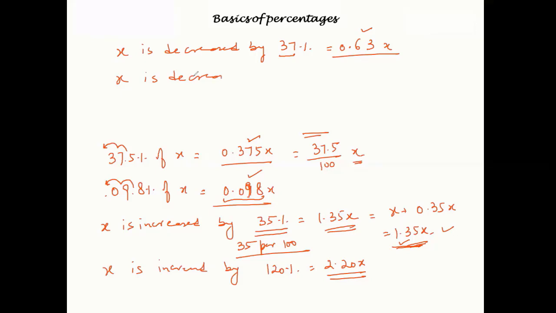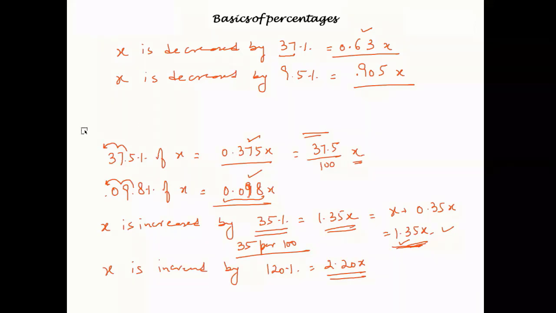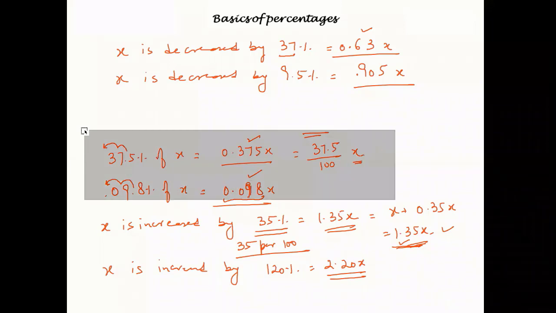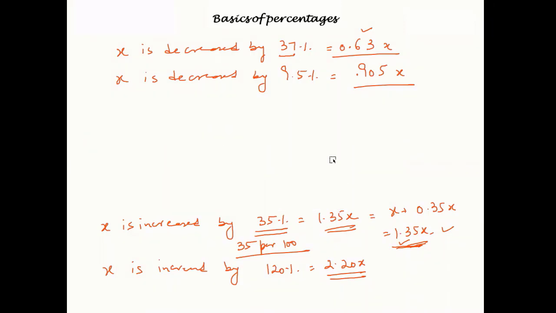Similarly, x is decreased by 9.5%. So 100 is decreased by 9.5. How much would be remaining? 90.5. Or 90.5's decimal goes 2 points back, it becomes 0.905x. So I would want all of you to be comfortable with the multiplying factor so much that just by looking at the multiplying factor, you should be able to tell that, okay, the number has been decreased by this much, the number has been increased by this much, so on and so forth.